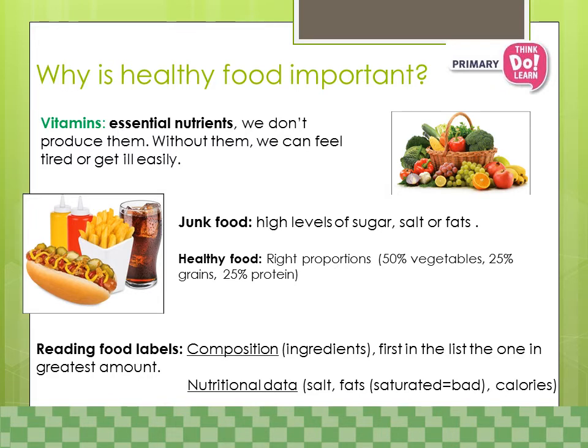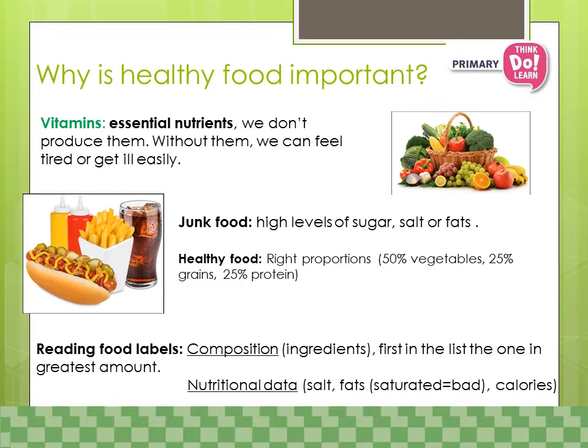Okay, now let's see the effects of a good nutrition. Why is healthy food important? We need to eat nutritious food. We need to eat vitamins because they are essential nutrients. We cannot produce our own vitamins, and without them we can get sick. Nos ponemos enfermos if we don't consume vitamins. They have different functions. Vitamin A, la vitamina A, for our eyesight, para nuestra vista. Vitamin C is good for the immune system and also for our teeth. So different vitamins are used for different functions.